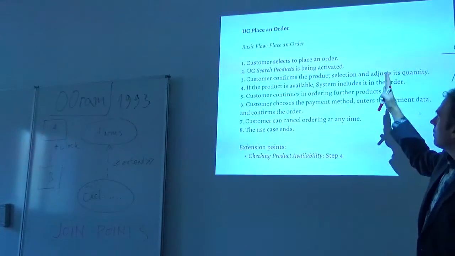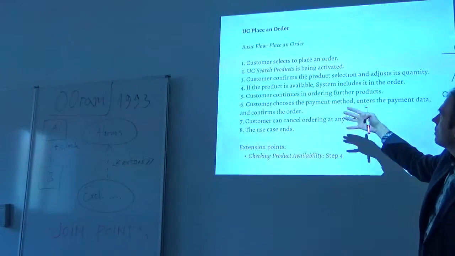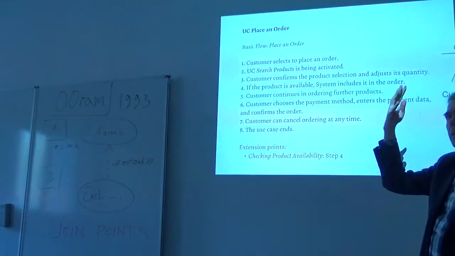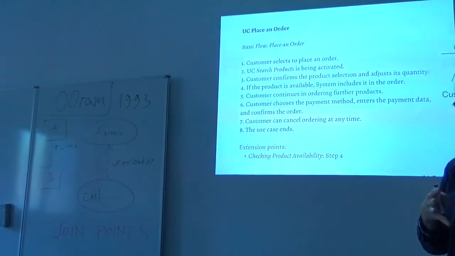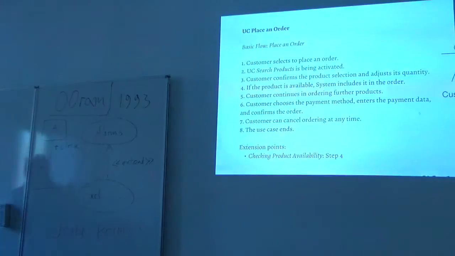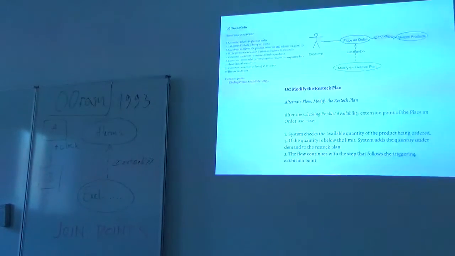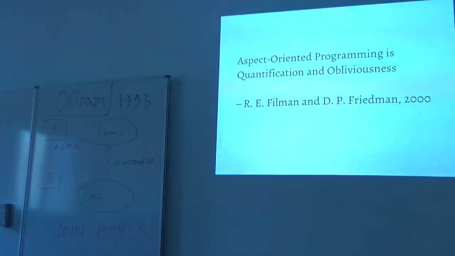So this is a use case that should not be aware that it is going to be extended. Our base code should not be aware that it is going to be extended. Yet, we indicate this and spoil the thing. So the basic idea, our initial idea of aspect-oriented programming was this. Aspect-oriented programming is quantification and obliviousness.